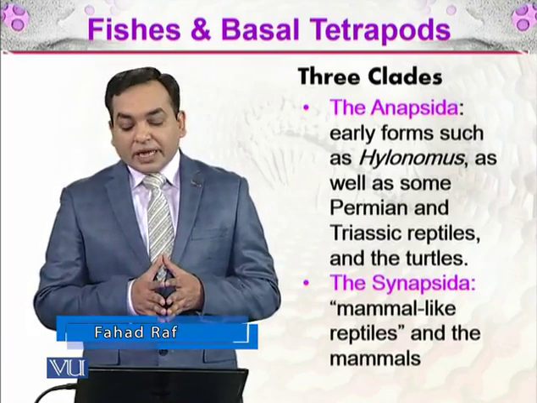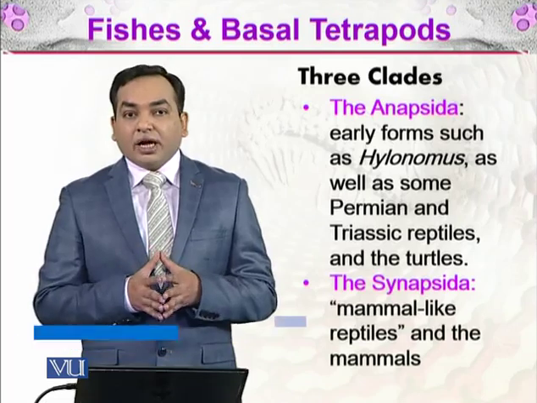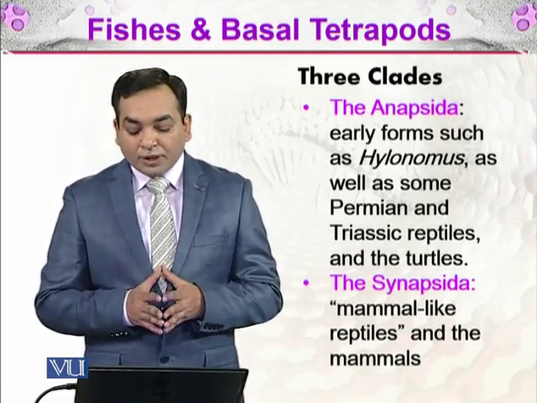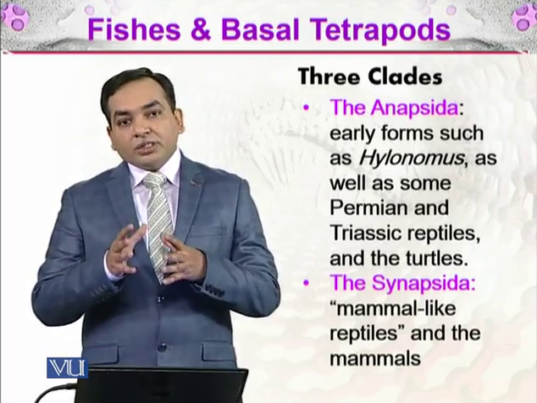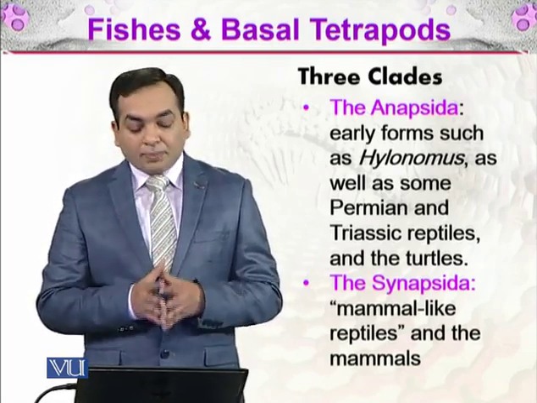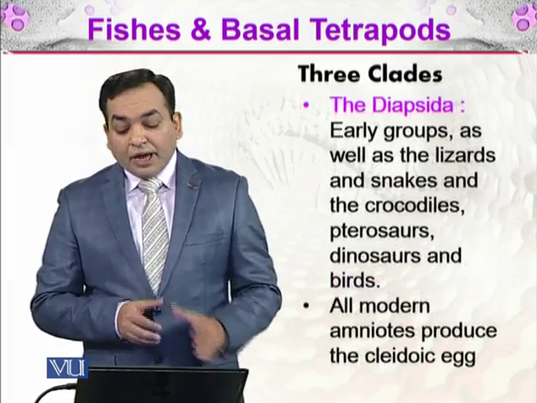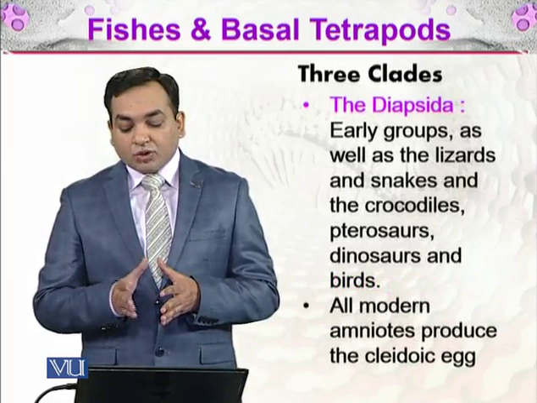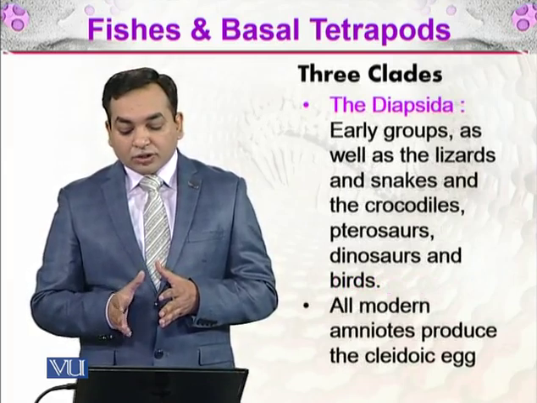And then there comes the Synapsida. These are the mammal-like reptiles, and we will be discussing these later in this topic. These mammal-like reptiles gave rise to the mammals. And the third are the Diapsida, the early groups, as well as the lizards, snakes, crocodiles, pterosaurs, dinosaurs, and birds.